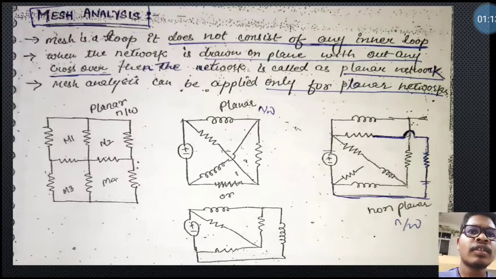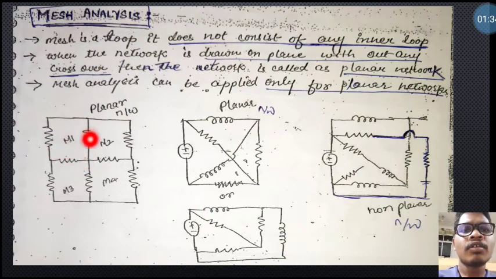This mesh is a loop that does not contain any inner loop. So mesh analysis does not contain any inner loop. First we need to know about a loop. What is a loop? If there is a closed path, then it is called a loop. If we see this figure, this is one closed path, so we can say this is one loop, and this is another loop, this is another loop, and this is another loop.